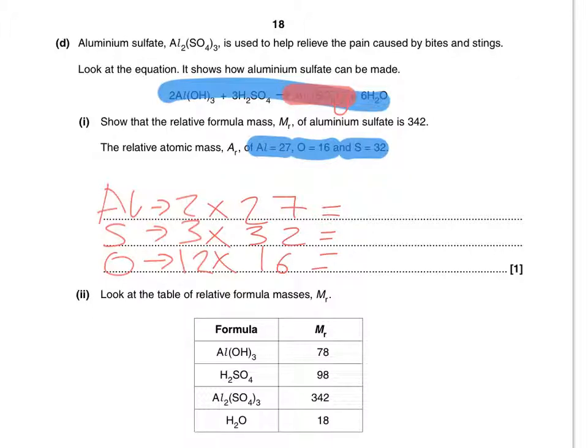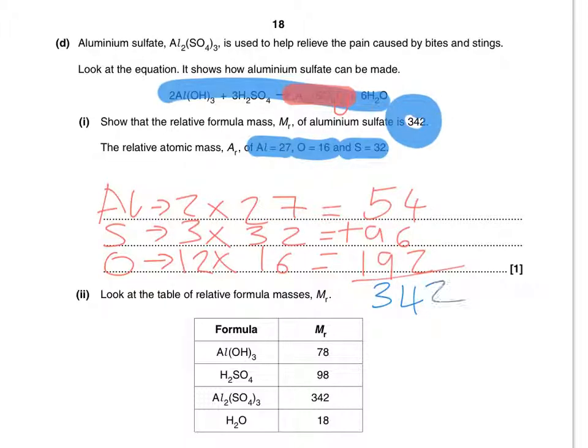So we do 2 times 27, which gives us 54. We do 3 times 32, which gives us 96. And we do 12 times 16, which gives us 192. Then you just add them all up, which will give us the total that they've already told us, which is 342, and you've proven it. Although it seems like a lot of work for 1 mark, that 1 mark could be the difference between your target grade and falling below your target grade. So we do have to work towards it, and there it is.